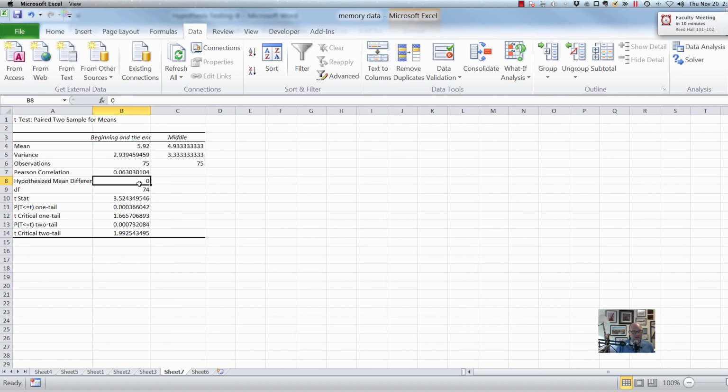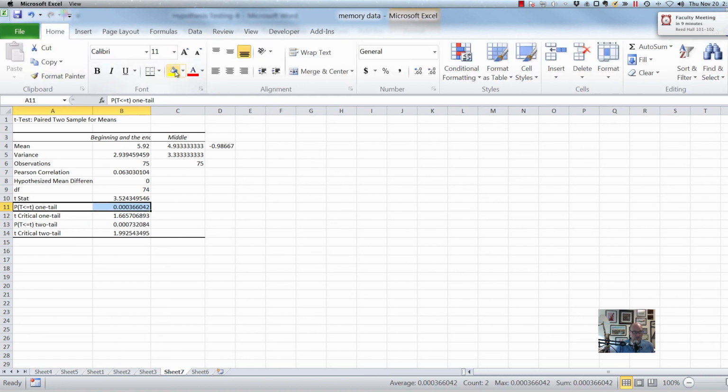So what it's really testing is how far, remember here's middle minus the beginning, negative 0.98. You expected 0, but you got nearly negative 1. How far away is that in terms of standard errors? Well, 3.52 standard errors away. That's a lot. So what's the probability of that happening randomly, which we call a p-value? Well, for a one-tail test, it's 0.0003. So there's our answer right there.